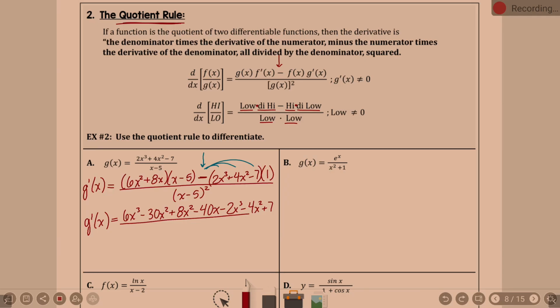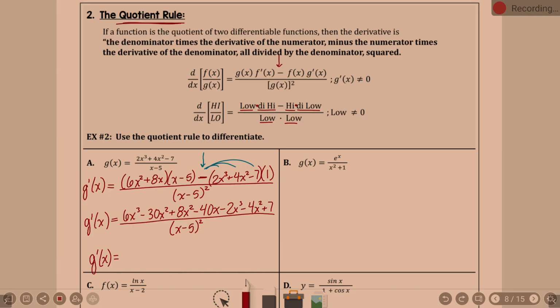Please be in the habit of writing the denominator. It's so easy to forget to put it on if you try and do cleanup and then put it back on at the end. I totally didn't put the denominator for my second step. I caution you against it. It is so easy to forget about it.